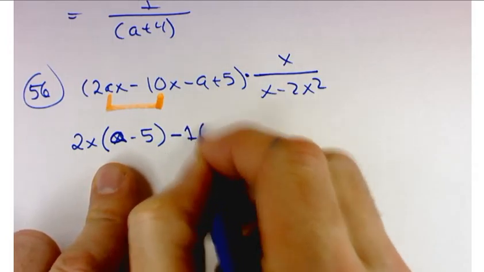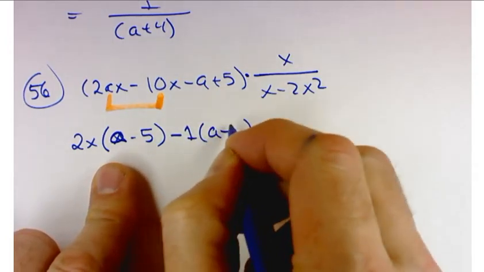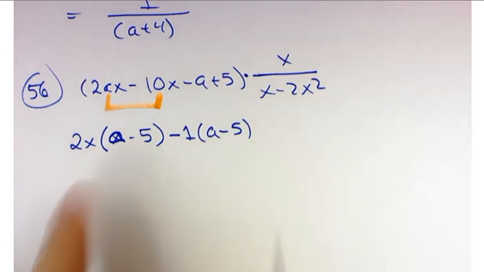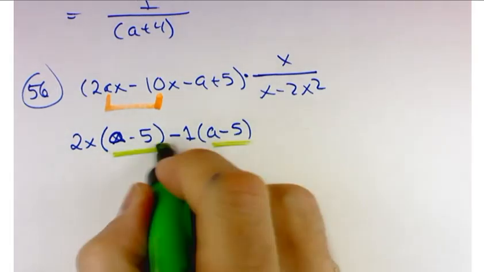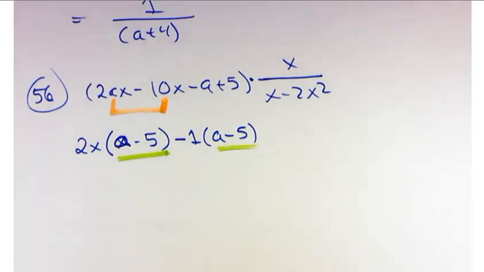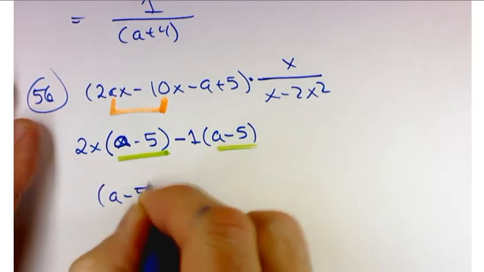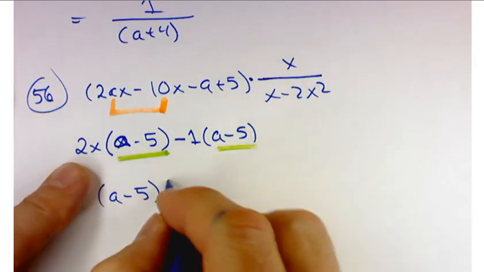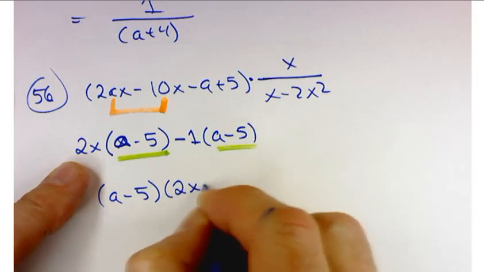Let's factor out a minus 1. Now, the reason to factor out the minus 1 is that that's going to change the sign on both of those terms so that these terms match right here. If you didn't factor out that minus 1, then we couldn't complete the factor by grouping. So a minus 5 times what? 2x minus 1. Good.